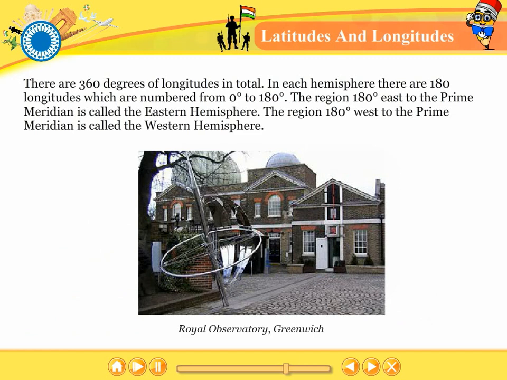There are 360 degrees of longitudes in total, in which each hemisphere has 180 longitudes which are numbered from 0 degree to 180 degree. The region 180 degree east of the prime meridian is called the eastern hemisphere. The region 180 degree west of the prime meridian is called the western hemisphere.